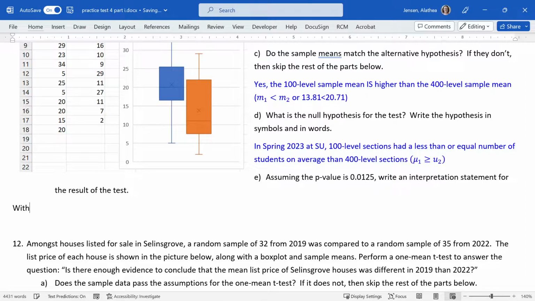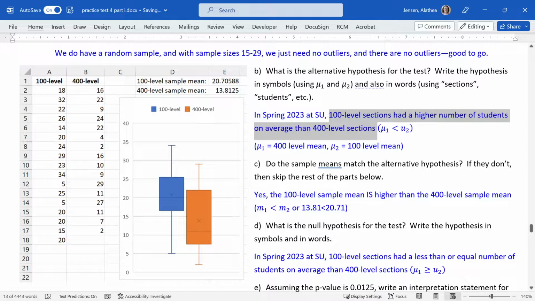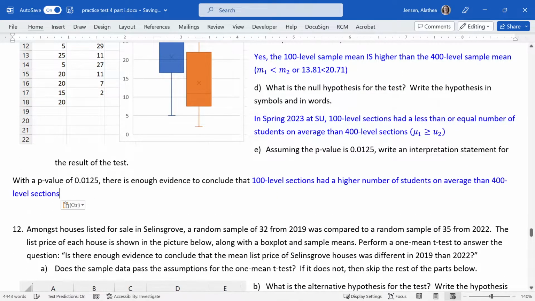So I would say with a p-value of 0.0125, there is enough. I'm not going to say it's strong, but it's enough evidence to conclude that. And then I'm just going to literally paste whatever the alternative hypothesis was. Okay, and there it is.